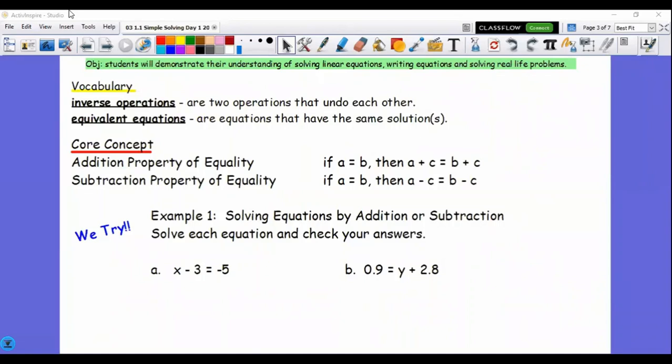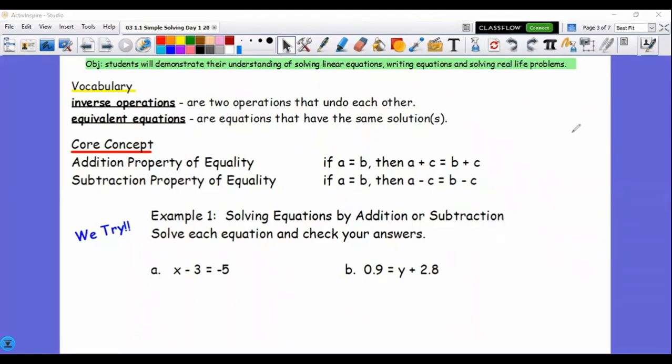Now, the reason that I'm showing you the addition property of equality and the subtraction property of equality is because it shows us equivalent equations. So for instance, if I look at the very first one, the addition property, if A equals B, then A plus C equals B plus C. Why this is important for us is that it shows us equivalent equations.